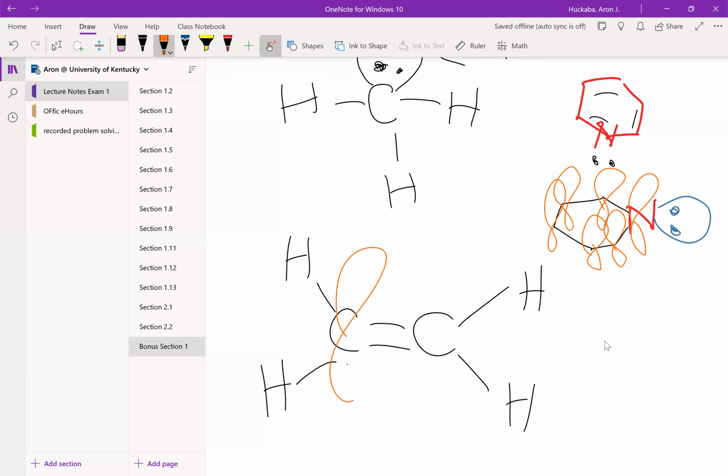Okay, so you could ask yourself, how many electrons in a p orbital does this have? And that would be 2, because each one of these carbons has an electron there. But then it also has 10 electrons in sp3 orbitals. So there is a little bit of a difference there.